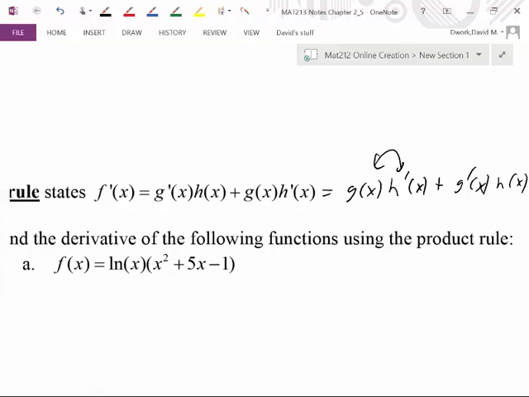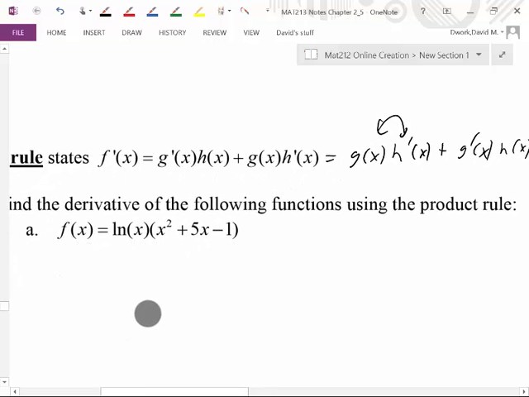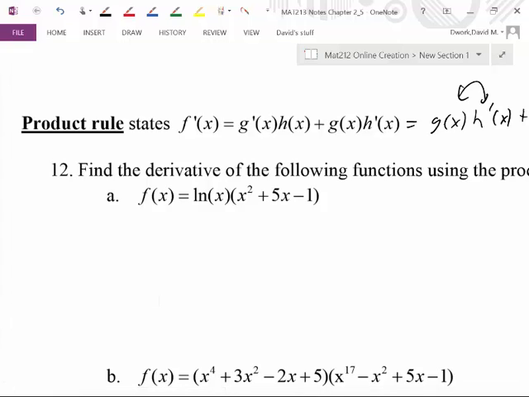All you got to remember is you do the derivative of one of the functions, one of the factors, leave the other one alone, and then add to the derivative of the other one, the one you haven't done, and leave the one that you did the first time alone. All right, so let's practice this. If you think you got it, give number 12a a shot. Pause the video. If not, you can watch along.